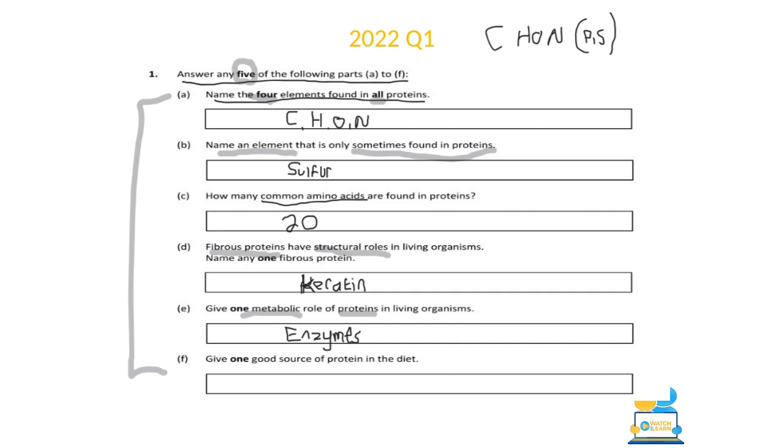The last question is concerned with one good source of protein in the diet. So source means where are we actually getting protein from in our diet? So what type of food are we going to eat to get a high protein intake? And I always go with the one that comes straight to my head, which is chicken or meat. You could also say obviously your eggs or your nuts, but I would go with my chicken, my high protein food.